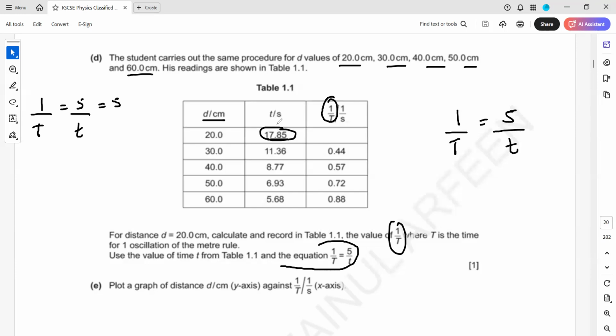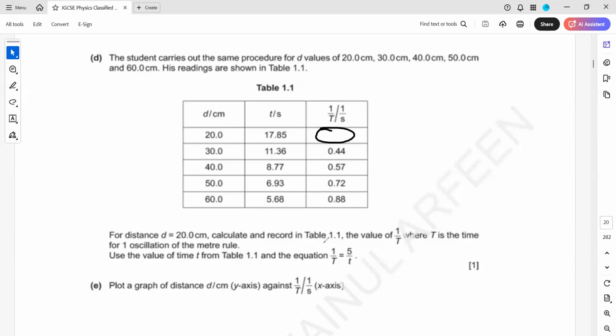10 is the number of oscillations, but the time for these oscillations is 17.85. So it will be 5 divided by 17.85. What is the answer? Because in the question, they ask us to complete this part. They give us the equation that 1 over t is equal to 5 over small t. 5 divided by 17.85 is 0.28. And what about t? t is 17.85.